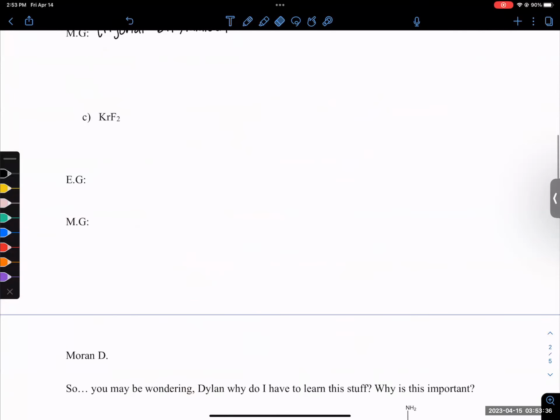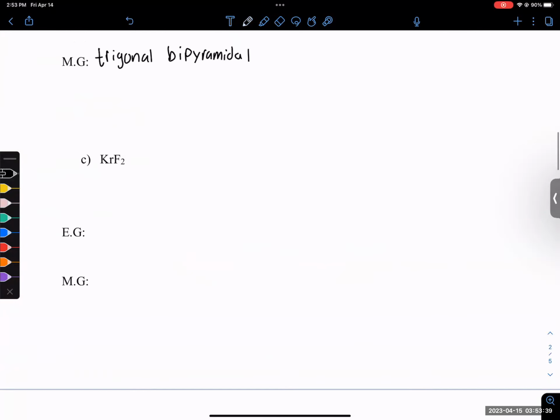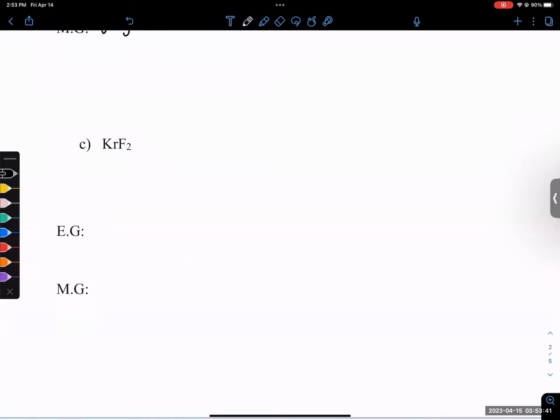All right, KrF2. So krypton. Oh, krypton. Isn't that a noble gas? Yeah, it is. Doesn't matter. Krypton and xenon form bonds, even though they're noble gases. Let's go ahead and do our steps. Step 1 is what? Total number of valence electrons. So 8 plus 7 plus 7. We do 7 twice because we have 2 fluorines. So that'll be 14 plus 8 is 22.